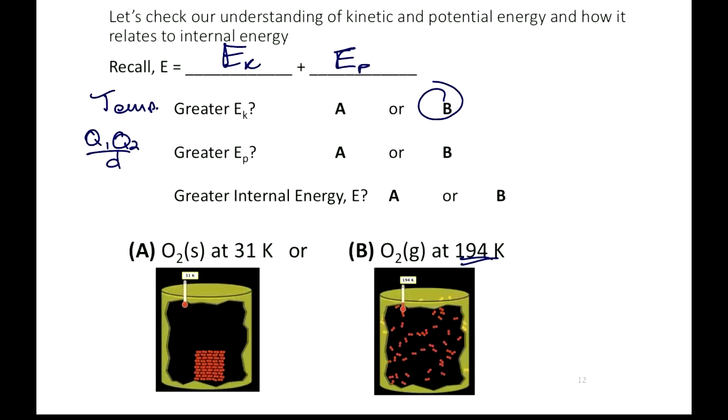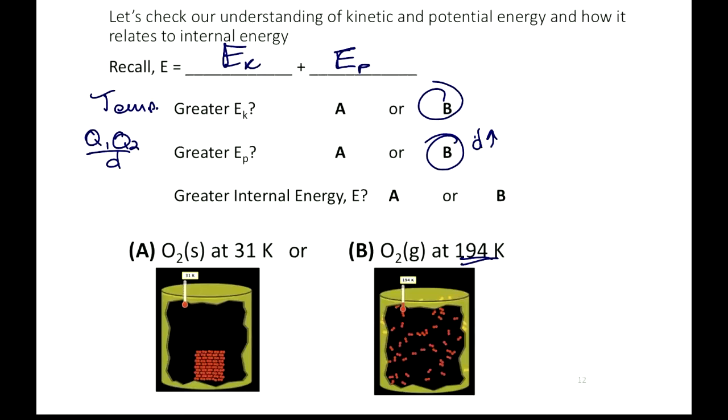Okay, so again, Post-it note in your brain. Samples have the lowest, the most negative potential energy when they are attracted and they are close together. Mainly the close together, because almost everything has attractions towards one another. So greater potential energy will be B because they're further apart.